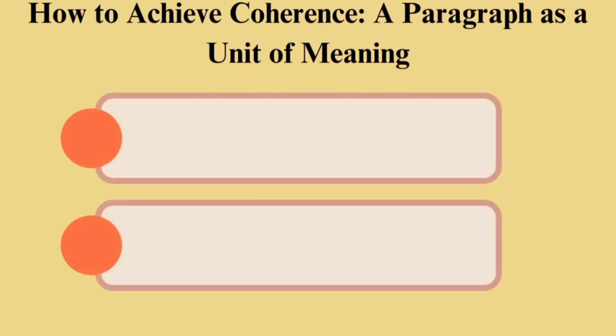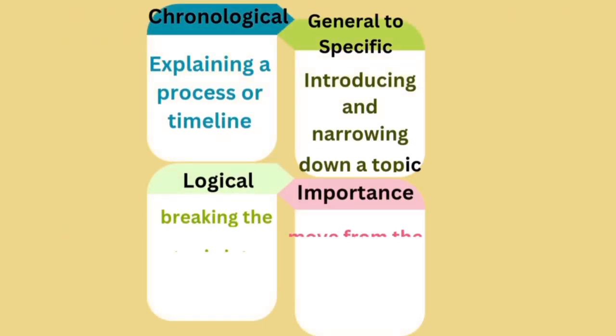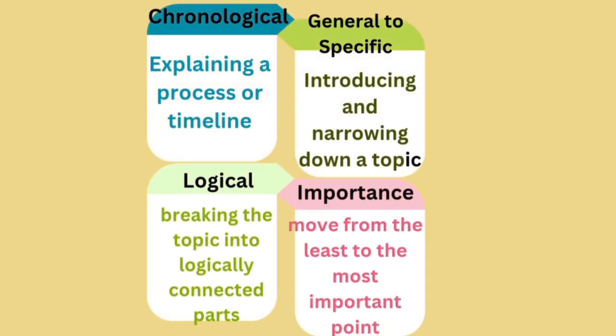Now let's see how to fix our paragraphs to be more coherent. The first technique is to stick to one central idea, and the second one is to follow a logical progression order. What we mean by this is that we need to organize our ideas based on these four orders.